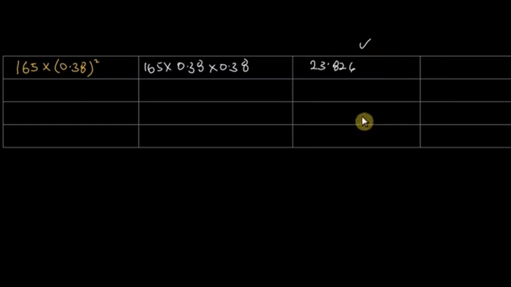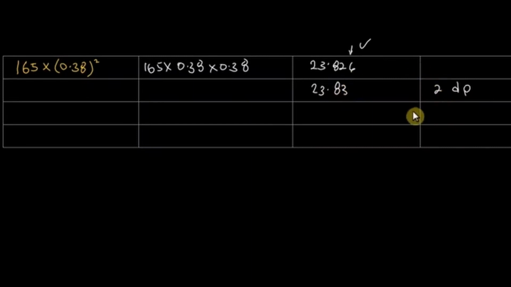So next we need to convert this to two decimal places. I'll just write 2dp here for short, and since we want two decimal places, we will look at the third decimal place, which is 6, which means we round up the 2 to 3, and we're going to be getting 23.83 to two decimal places.